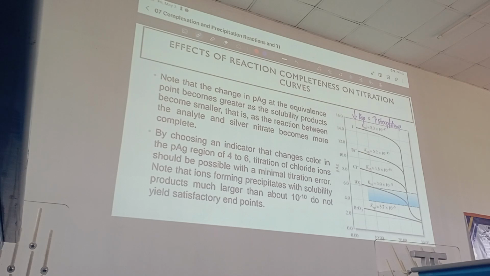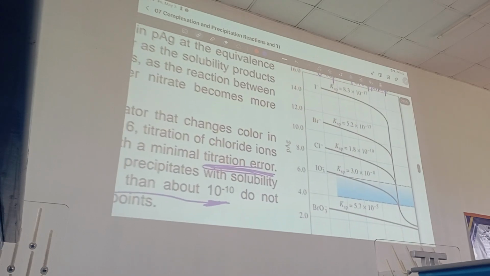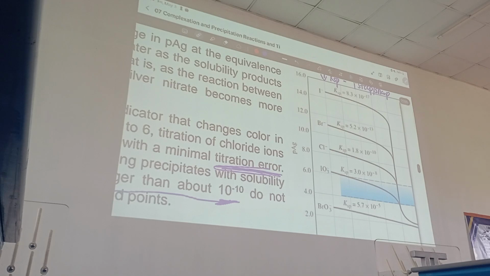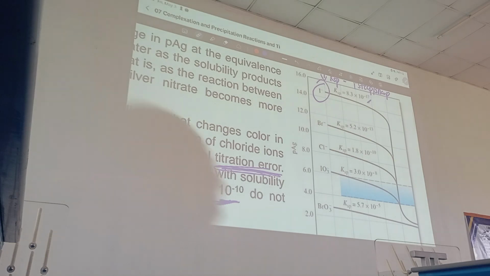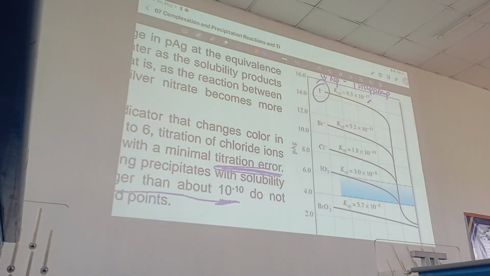So, as you can see here, to have minimal titration error, the ion concentration forming should not be much larger than 10 to the power of negative 10. Compare the graphs: the iodide curve is more pronounced, with a sharper change, because its pKsp is smaller. Okay?